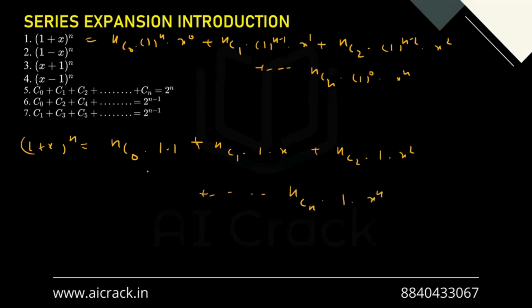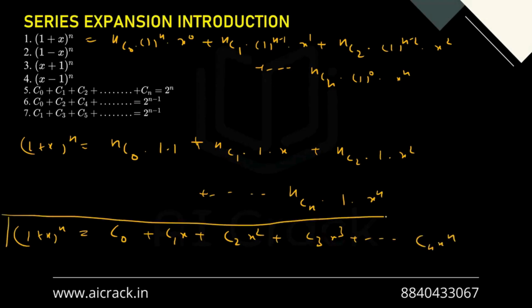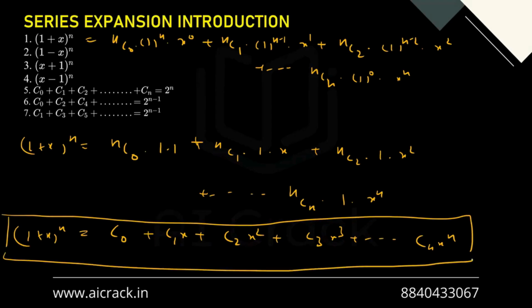Now, to further simplify this one, this will be written as C0, this will be written as C1. So basically, from now onwards, we'll be writing this notation as C0, this as C1, this as C2, and so on. So this ultimately becomes 1 plus x raised power n equals C0 plus C1x plus C2x square plus C3x cube till Cn x raised power n. And you have to remember this series. So whenever someone says 1 plus x raised power n, this should pop up in your mind, right? Not this one, this one.